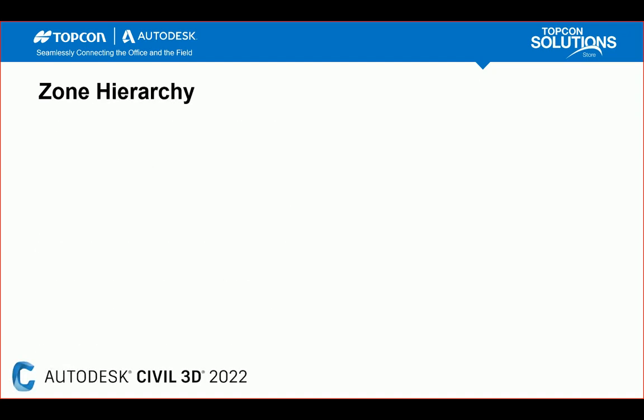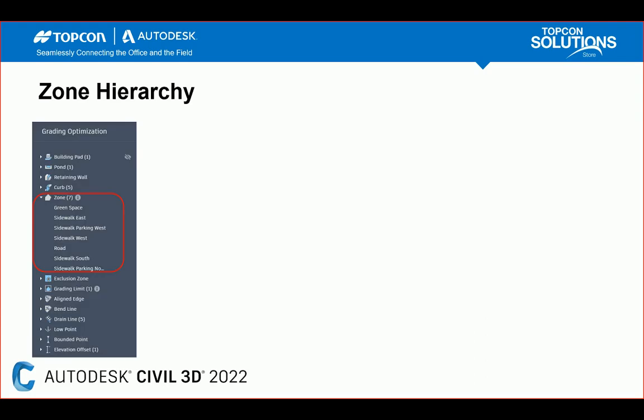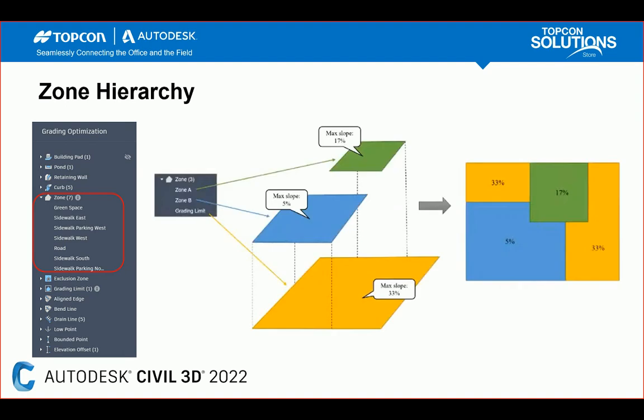Okay, zones hierarchy. This can be a little bit confusing, and it's important to understand how zones work within each other. One thing you'll see here, this is in the grading optimization window, is the zones are all listed together. So you can see at the top there's green space, then you have sidewalks, then you have roads, then you have some more sidewalks. And those can be an accessible path sidewalk or just a general sidewalk, but they're all together. How they work is that it's a hierarchy. So the zone on top is going to be the most important. And what I mean by most important is that within that region that zone holds, that max and min slope is going to be the priority.